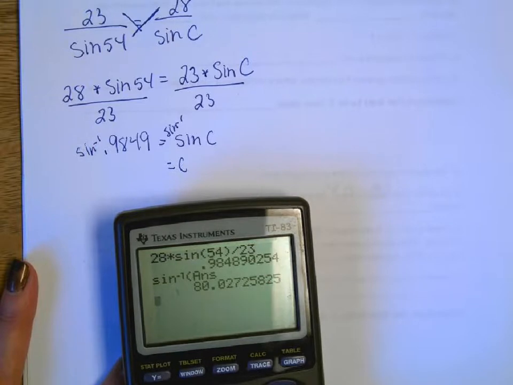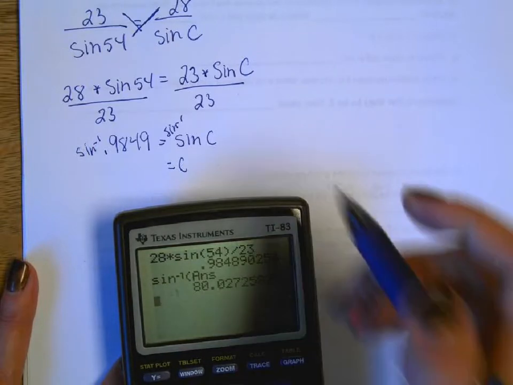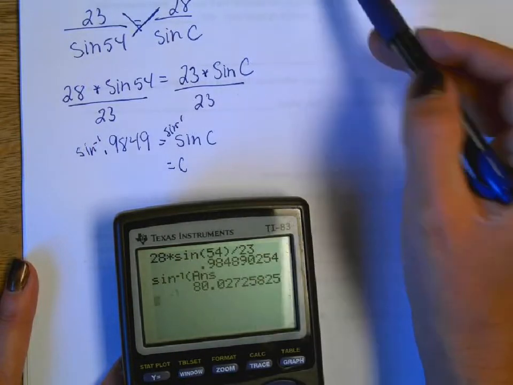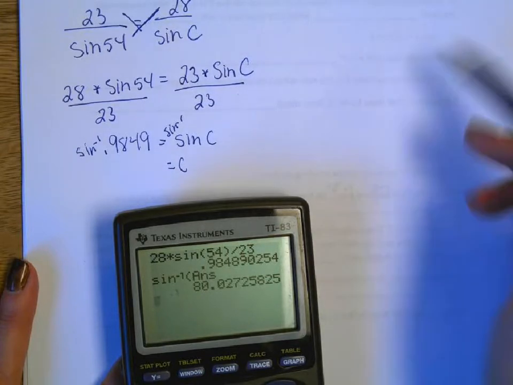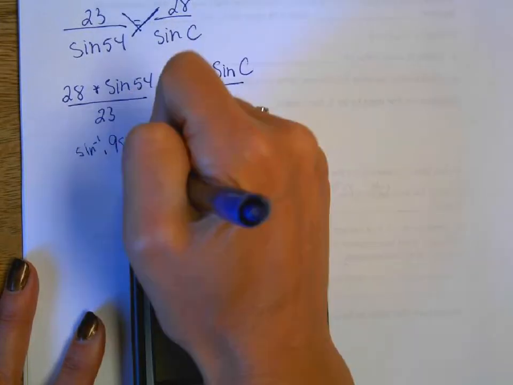I don't remember using the inverse. We didn't before. When you have angle side side, the only thing you can find is a missing angle, so you have to use that inverse. That's why it's in a whole new section.